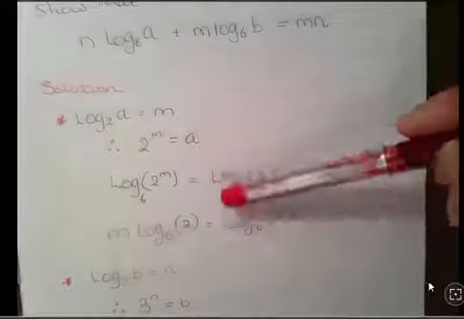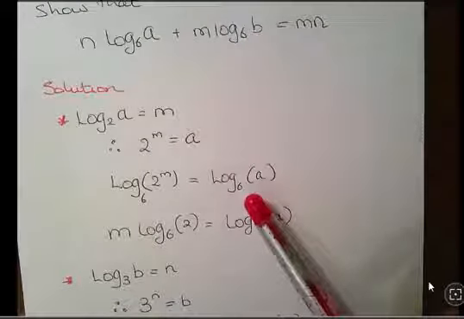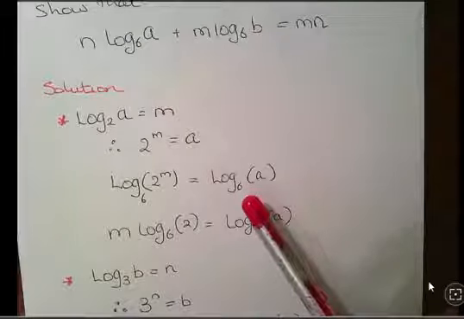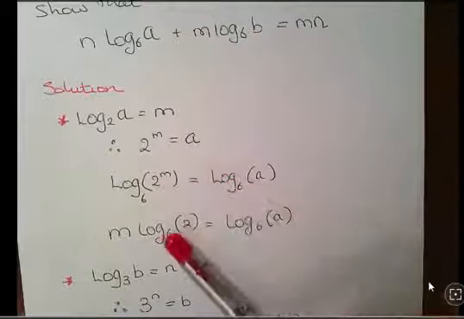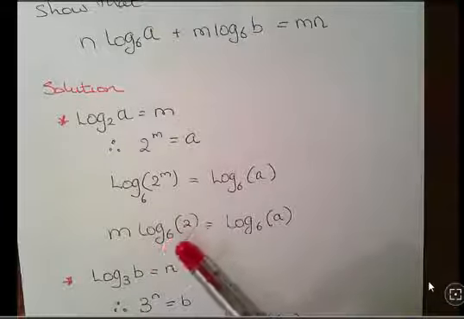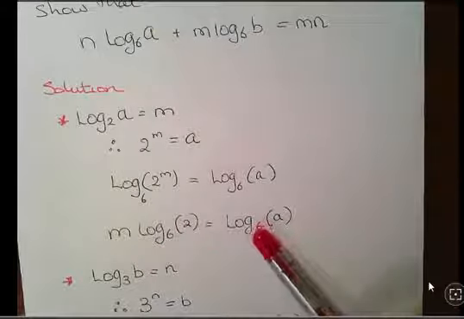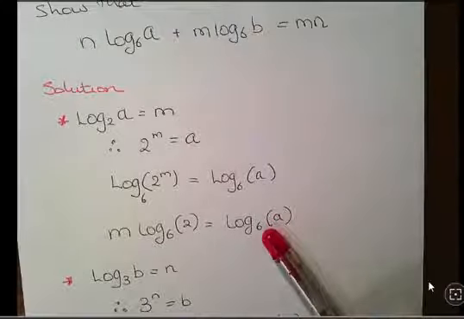Okay, and what I'm going to do here is, for both sides, we need an expression in log to the base 6. So what we're going to do there is actually just re-express it as such. We get the log to the base 6 of both sides there, okay? And we just re-express 2 to the power of m as m times the log of 2 to the base 6, and that's equal to the log of a to the base 6, okay?